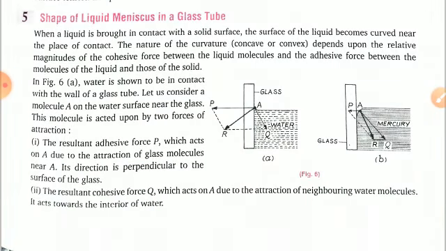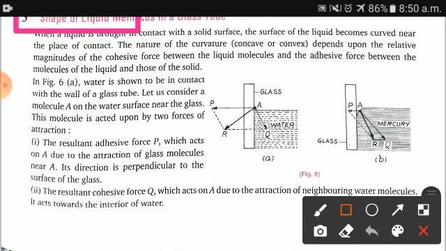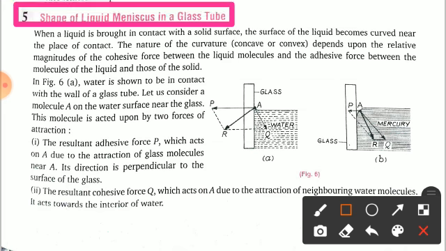Now I am coming to the shape of liquid meniscus in a glass tube. I hope you know what is meniscus. If we pour water in a tube, the water takes the form of a concave shape, that is called the meniscus. So when a liquid is brought in contact with a solid surface, the surface of the liquid becomes curved near the place of contact. Clear?